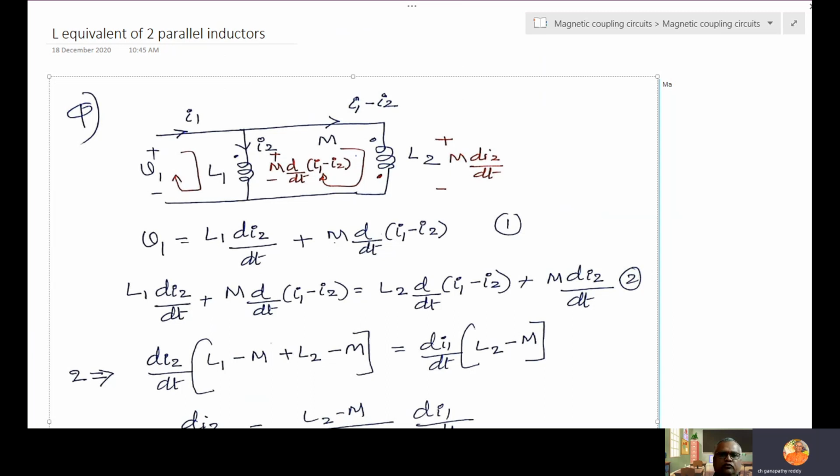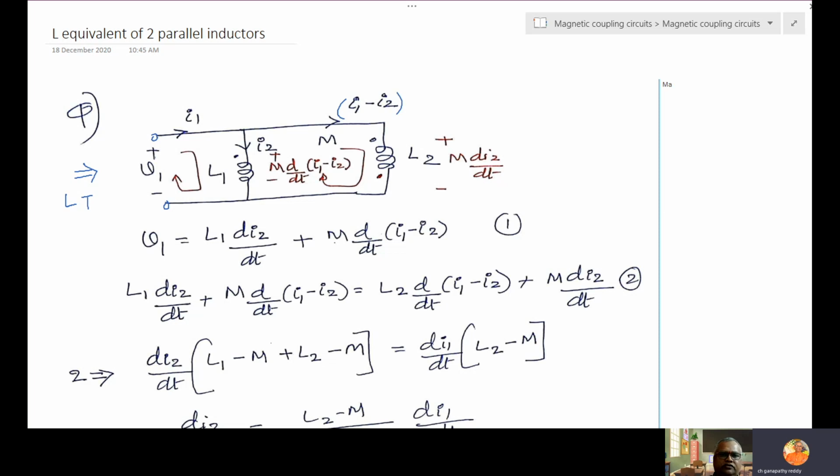So L1, L2 parallel and upper side dots are there. This red I will explain later. First upper side dots are there. Now current I1 is entering, then I2 is entering here. I1 minus I2 will go this side. So this is I1 minus I2 and here V1, L equivalent here. Here we want to find L equivalent.